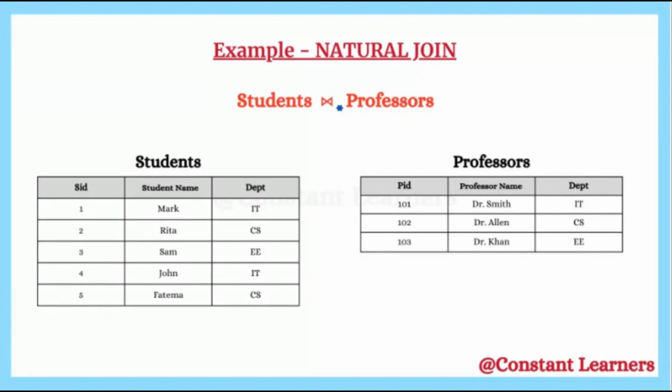So how do we write the query? We write students, natural join with professors. Since it is a natural join, the system automatically uses the common column, which is department in this case, and matches the rows from both the tables based on this column. Alright, we do not need to separately or explicitly state the join condition, that is students.department is equal to professors.department. That is not required.